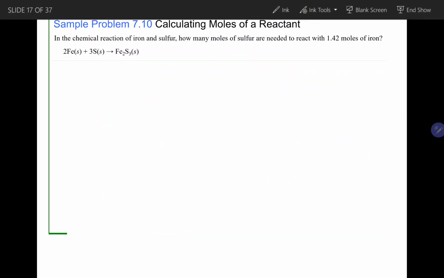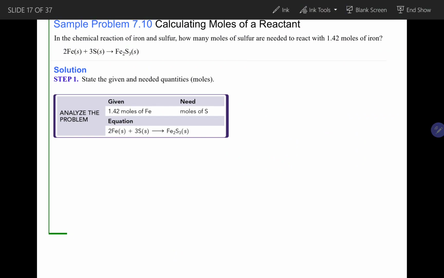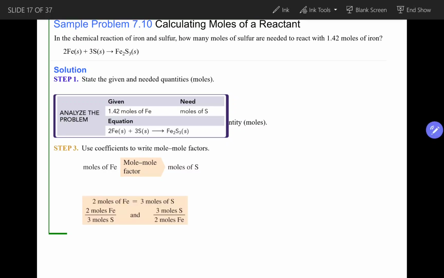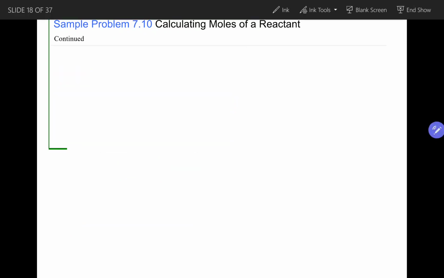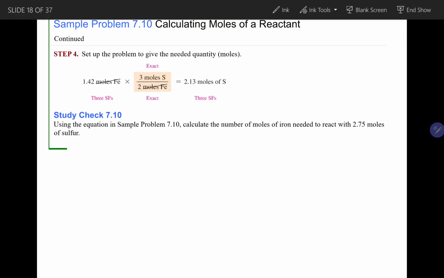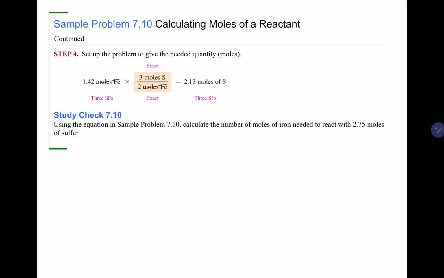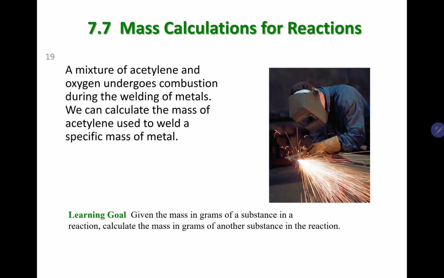The stepwise method will be here. You can pause the video and write it down if you have to, but I think it is a pretty simple calculation at this stage. I recommend that you try study check 7.10 at home, and let me know if you have any difficulties in doing this calculation.